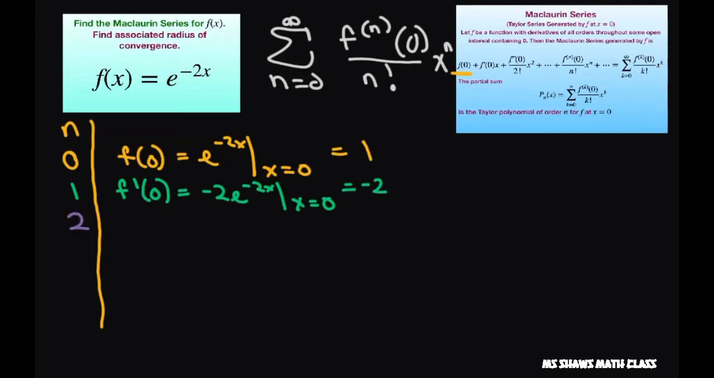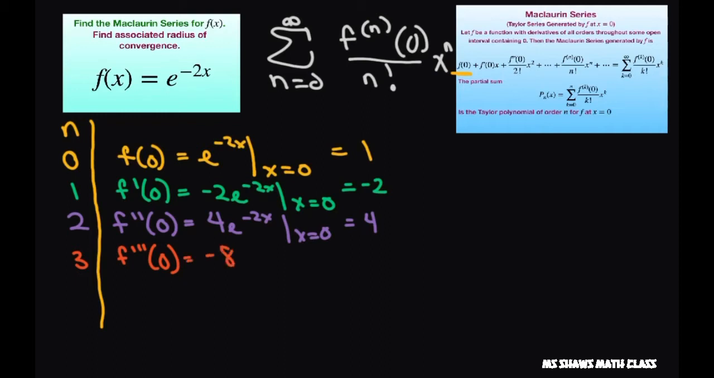Now let's let n be 2. So the second derivative of f at 0 is going to be 4 e to the power of negative 2x. Evaluate that at x equals 0. We get 4. All right, and let's do another one. You start seeing a pattern. Evaluate this at x equals 0. We're going to get negative 8.